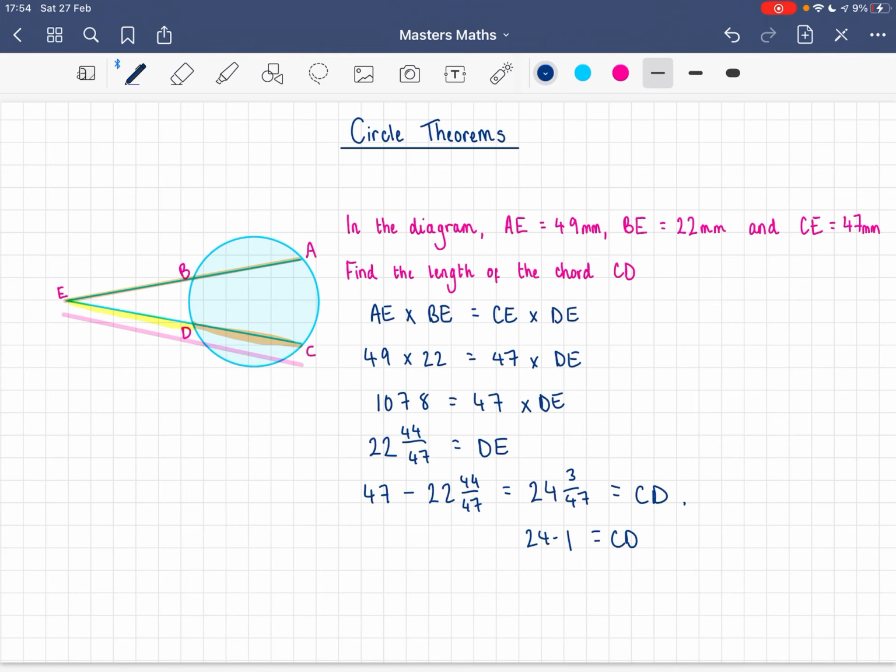I haven't put any more examples in. Like I say, I wanted to focus on the shorter ones just for now, the more basic questions, and we will build up to more complex exam questions as we move through this topic.